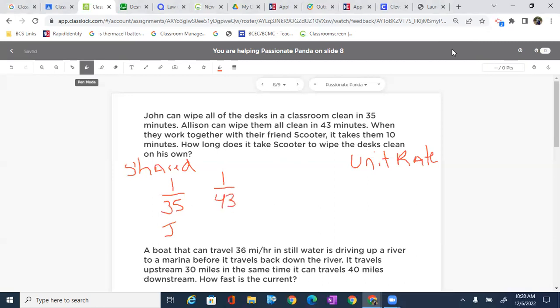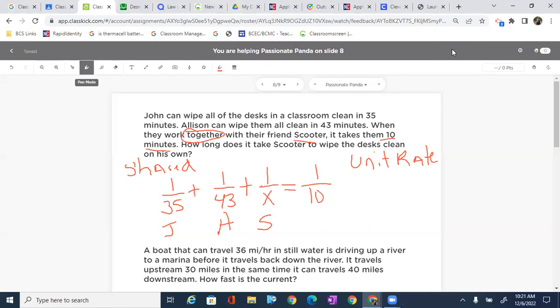And then they're going to be working together with Scooter. We don't know Scooter's unit rate because it really doesn't tell us anything about Scooter other than the fact that he's helping. So I'm going to say Scooter's unit rate is 1/x. Because they're going to be working together, we're going to add their unit rates together. When we add their work together, John, Alice, and Scooter, we know that combined it only takes them 10 minutes, so the combined unit rate is 1/10.